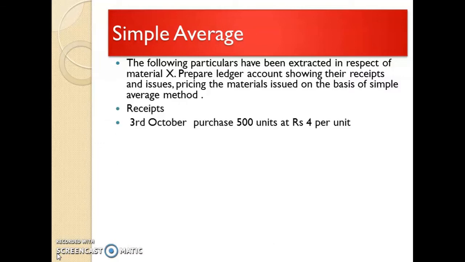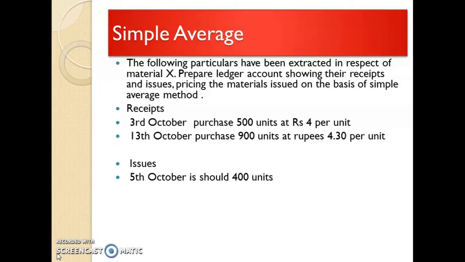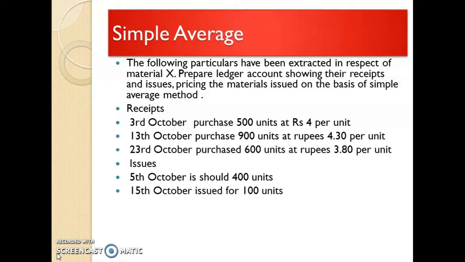So here it was given, on the receipts, 3rd October purchase 500 units at rupees 4 per unit, and on 5th October issued 400 units, and 13th October purchase 900 units at rupees 4.30 per unit, that is 4 rupees 30 paise per unit, and on 15th October issued 600 units, and on 23rd October purchased 600 units at rupees 3.80 per unit, and on 25th October issued.